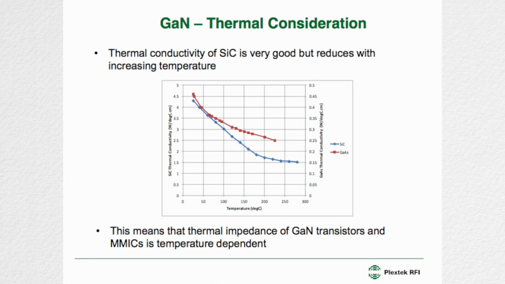So what this is showing you is that thermal conductivity of silicon carbide is very good. This is the left-hand scale here and the blue trace here. And what you can see is it's 10 times as good as GaAs. Indeed, at room temperature, the thermal conductivity of silicon carbide is higher than gold. However, the thermal conductivity drops as temperature increases, and quite significantly, from about 4.2 here at room temperature down to about 1.7 here at 200 degrees. And this really complicates the thermal design process.